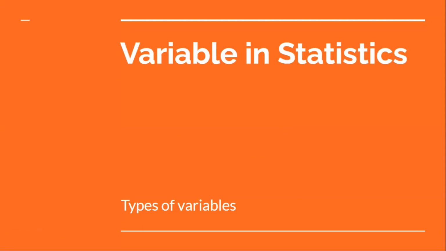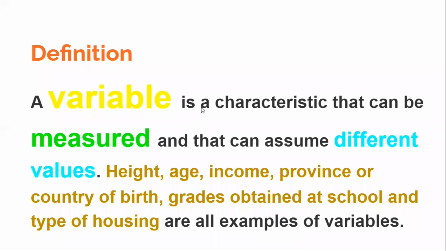So let us start with variables. What are the different types of variable in statistics? We mostly use the expression variable in statistics without really knowing the contents of this expression. Starting from the definition, we can say that a variable is a characteristic that can be measured. The focus is on measure. So the variable is a characteristic that can be measured and that can assume different values.